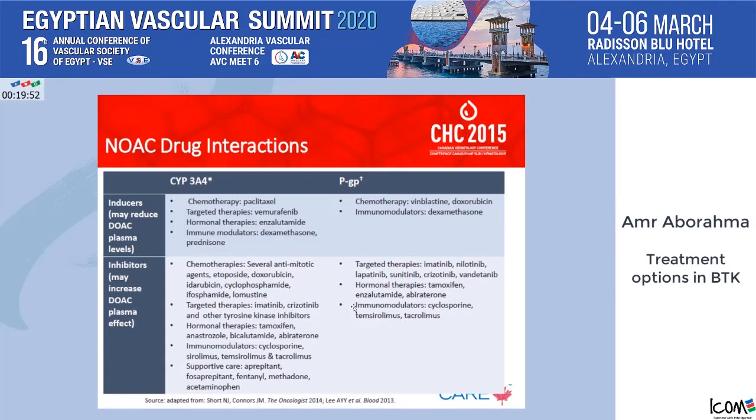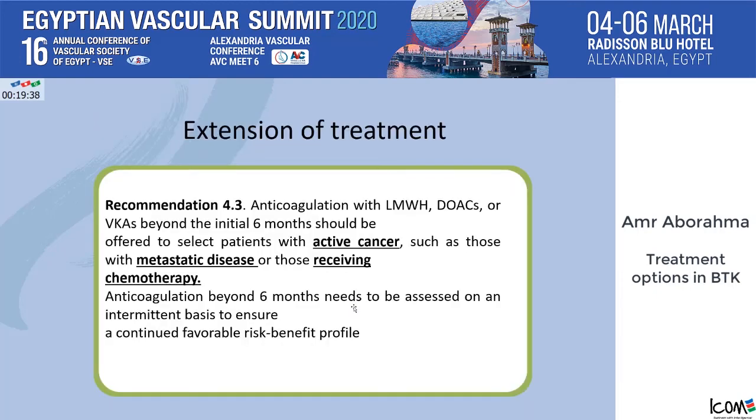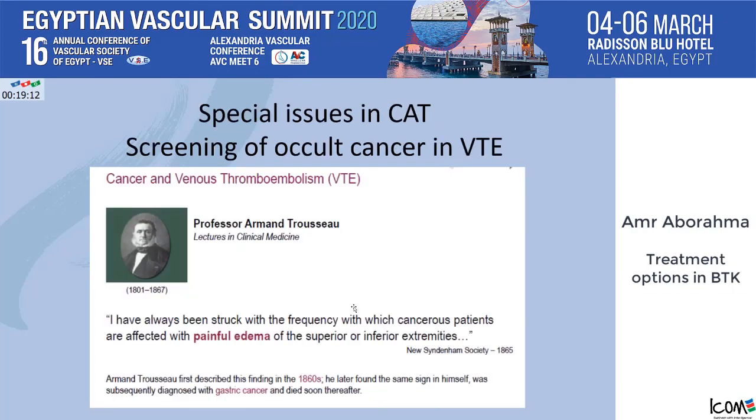If we are prescribing NOACs for cancer patients, we should take care of the drug-drug interaction, because many chemotherapeutic agents play a role in inhibition or induction of the action of NOACs. Is 6 months sufficient for a patient with DVT and cancer? Extension of treatment is prescribed for patients with active cancer, like if there is metastatic disease or receiving chemotherapy. But long-term anticoagulation should be assessed periodically, because the risk of bleeding can be increased or decreased according to the patient situation.